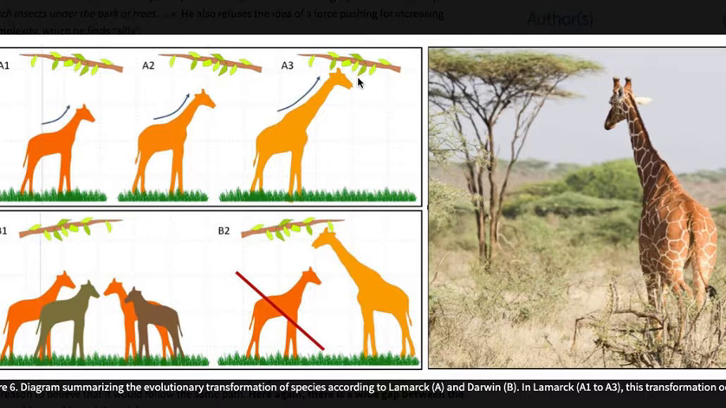So I don't want you to look at the bottom because that doesn't apply. I only want you to look at the top giraffes here.